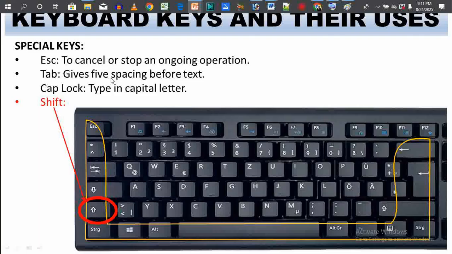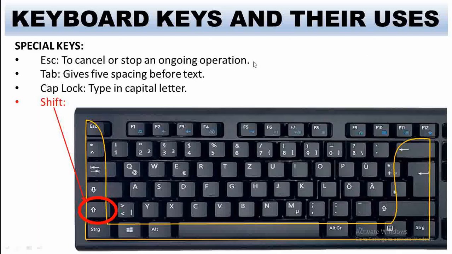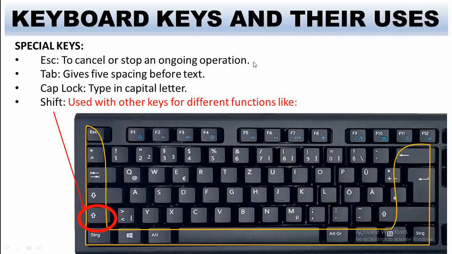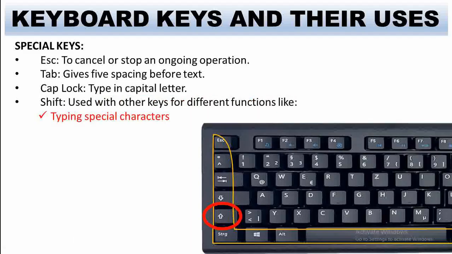The next key is the shift key. Below the caps lock, we have the shift key. The shift key is used with other keys for different functions. It is one of the keys we have to understand its use properly for us to be able to work on the computer system. Let's look at some of the things we use the shift key for.